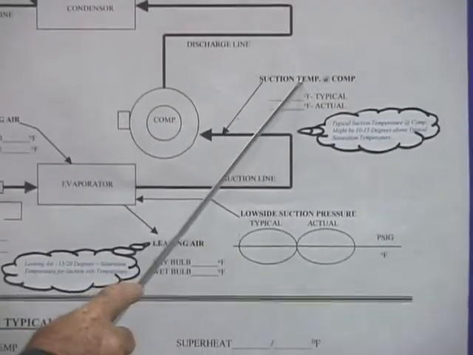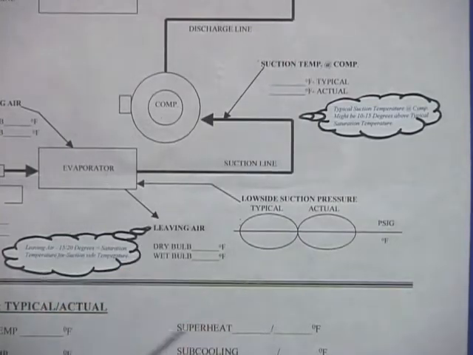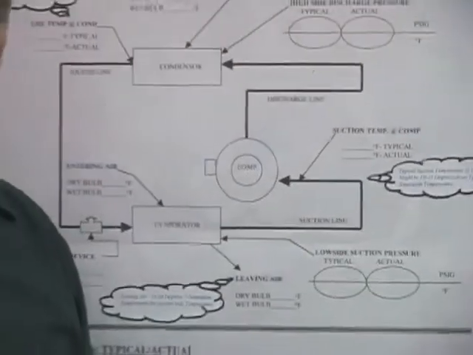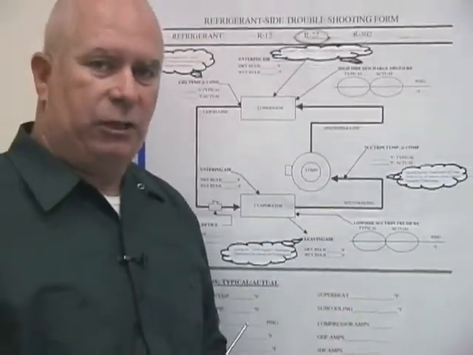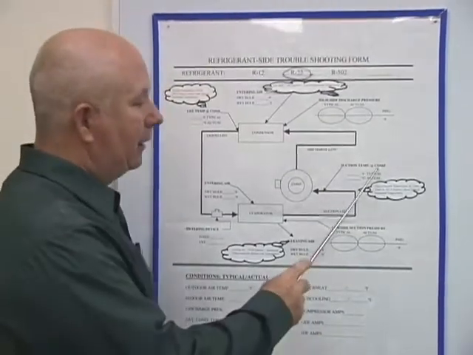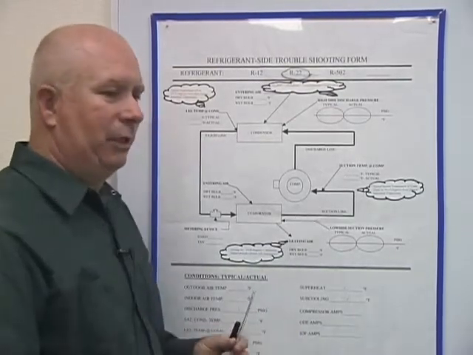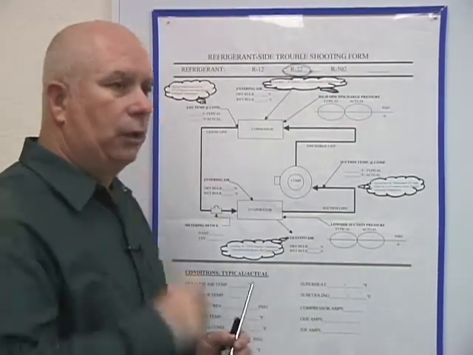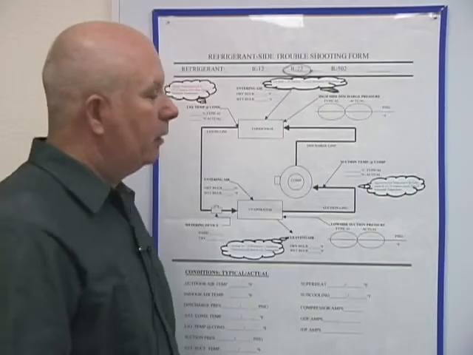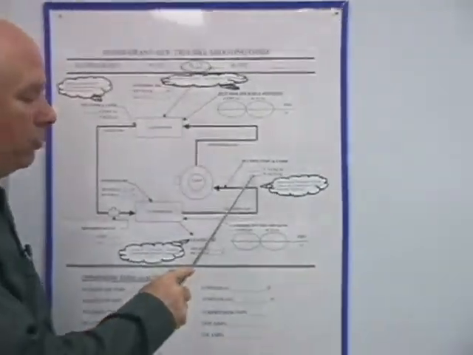Now, your suction temperature, and whenever you see this symbol, at, that means you're physically taking a reading. That means that you're taking a temperature probe of some sort and attaching it to the line and taking an actual reading. At the compressor, now as you've read in your books, at the compressor doesn't mean you shove it up against the compressor. It means that it's 4 to 6 inches away, and preferably you will take that and use it as your actual reading.